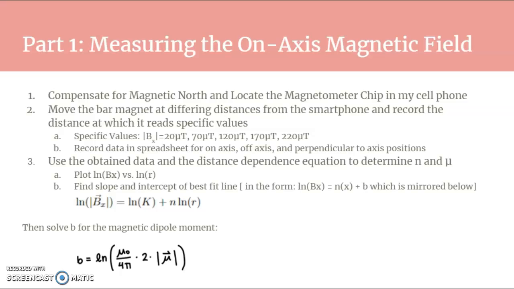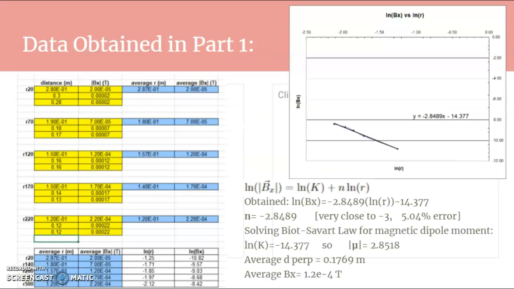First we plotted the ln of Bx versus ln of r, so the natural log of the magnetic field versus the natural log of the distance, and found the slope and intercept of the best fit line. We then utilized the equation below for B in order to determine the magnetic dipole moment. So here's the data that I obtained in part 1 of the lab.